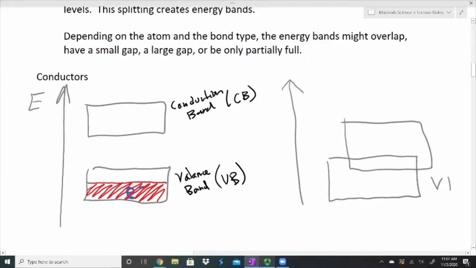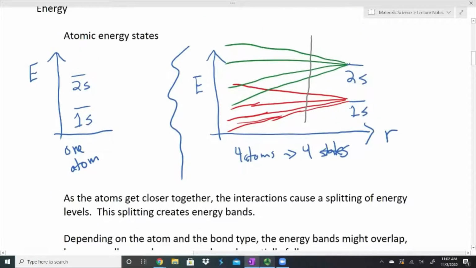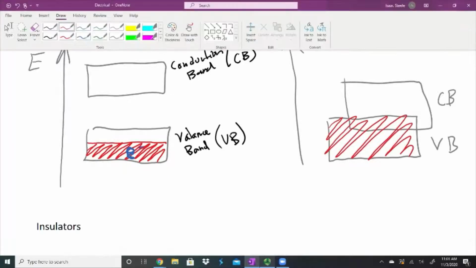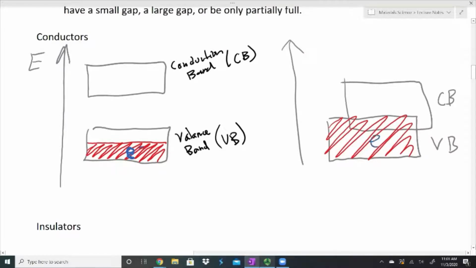I have my valence band, I have my conduction band, but in this case, they're overlapping. And that would be this picture if we were looking at a cross section, let's say a little bit closer. We can see that these bands are overlapping in this picture. That's the same thing that we have going on right here. So I have my bottom valence band, and let's say that this time it is actually all the way full of electrons. Both of these are pictures of conductors.